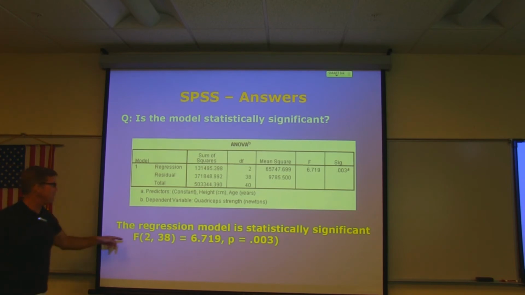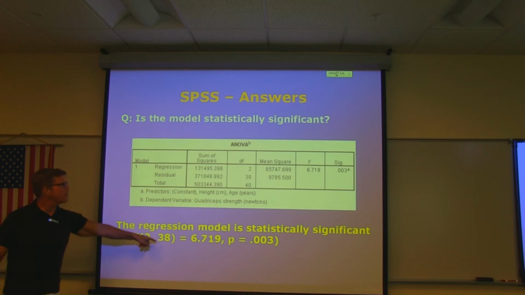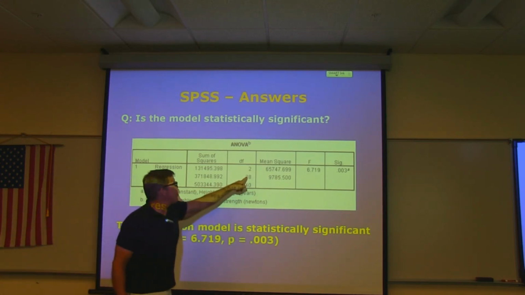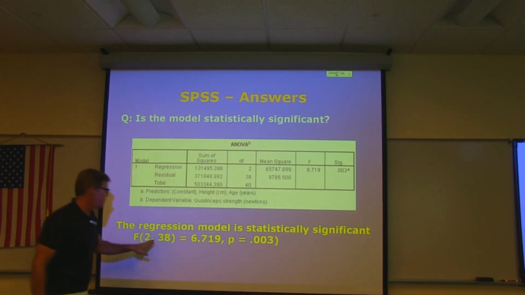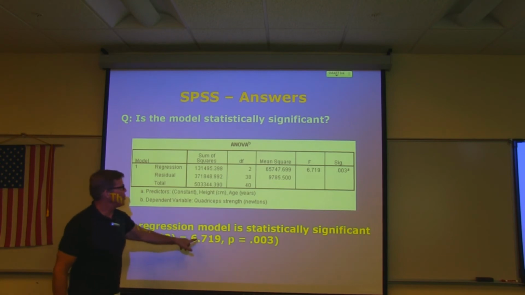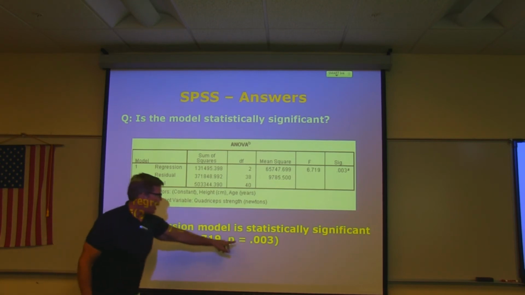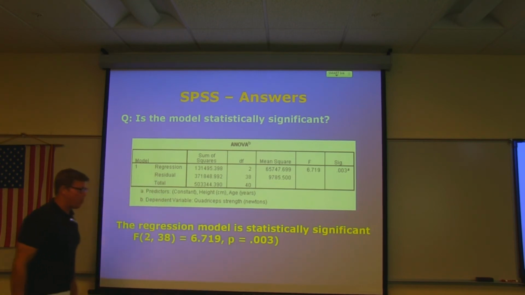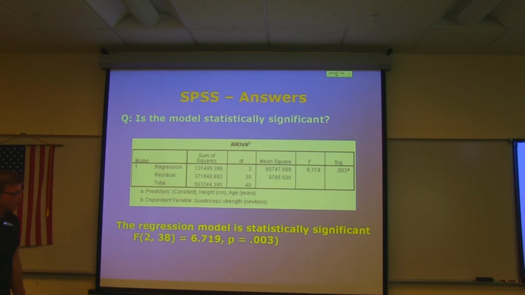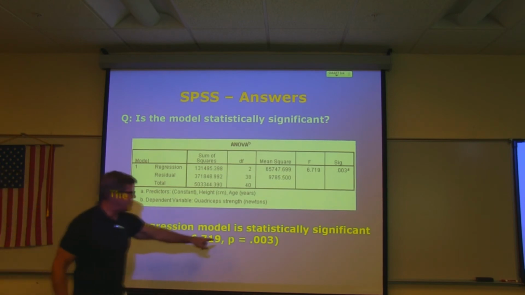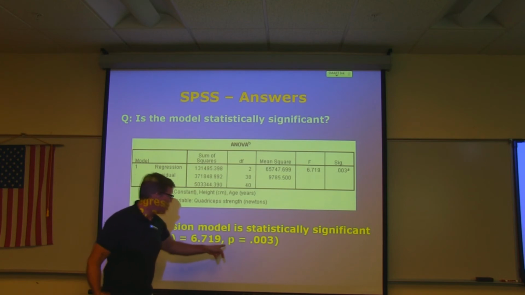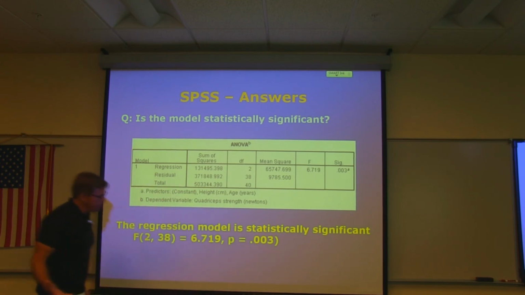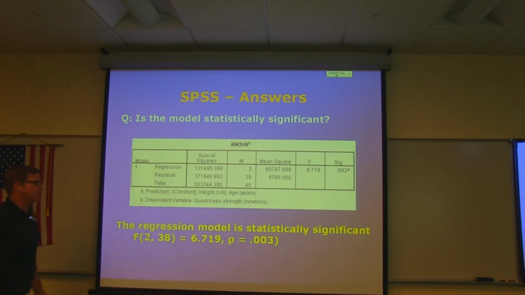And again, you see the notation. This is the proper notation: 2 and 38 degrees of freedom. Here's our F value. And in this case, they've reported an exact p-value. So they could report this as p is less than 0.05, but they chose to report the exact p-value.